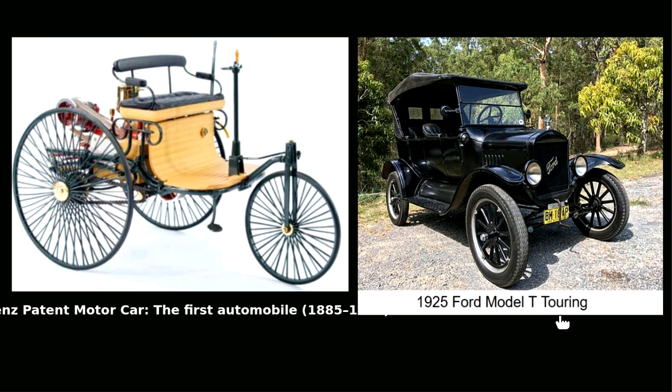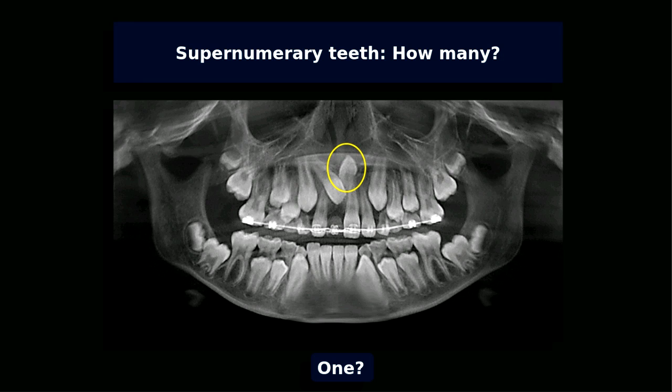And then this model, Ford Model T Touring, became pretty famous, and this is one of the largest sold models in the whole of United States and Europe too.